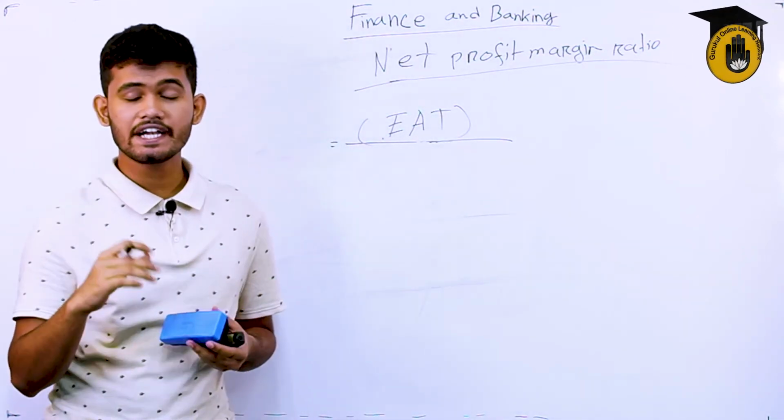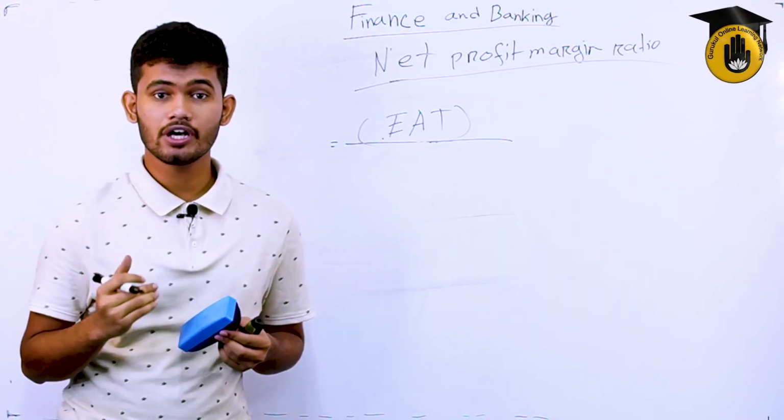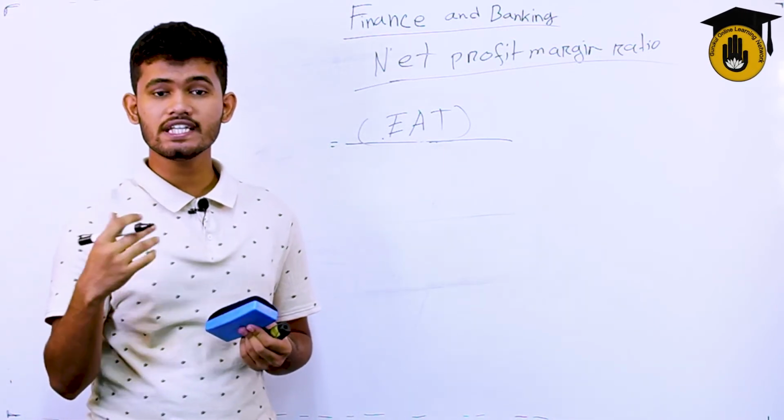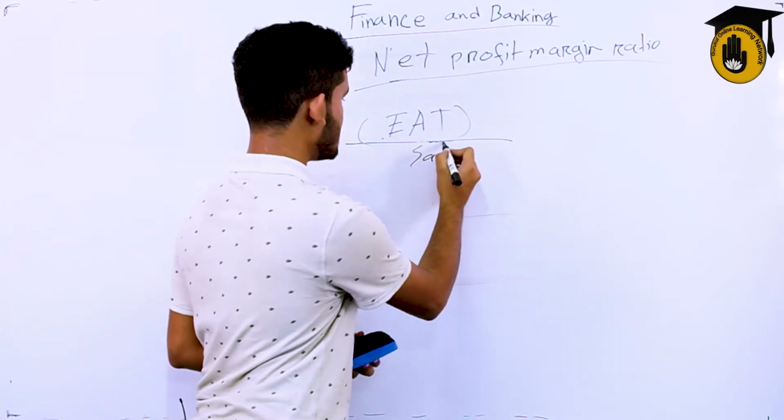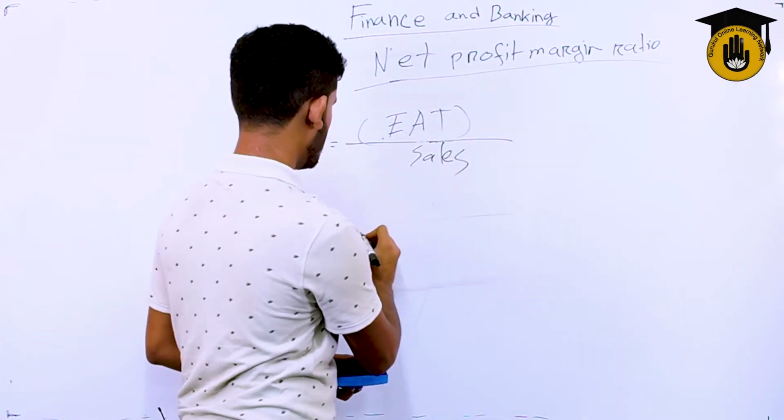EAT. What's an EAT? Earnings after taxes. All the earnings we earn after paying the taxes. That's called an EAT. EAT divided by sales is the net profit margin ratio's basic formula.